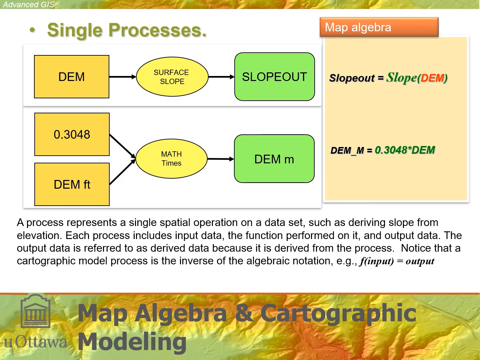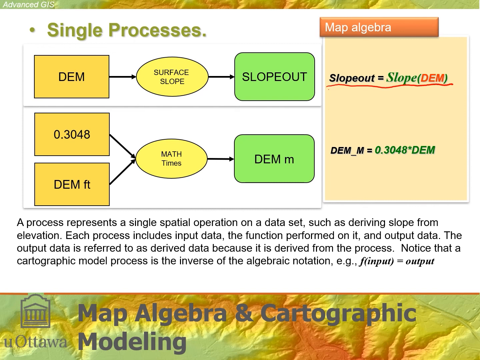So here's the final in map algebra. We have single processes. So we have DEM, slope, slope out, and again, these are at a slightly different level of abstraction, but they can be equivalently said in map algebra. Slope out equals slope DEM. So using that slope function. So these are two things that can be operationalized.